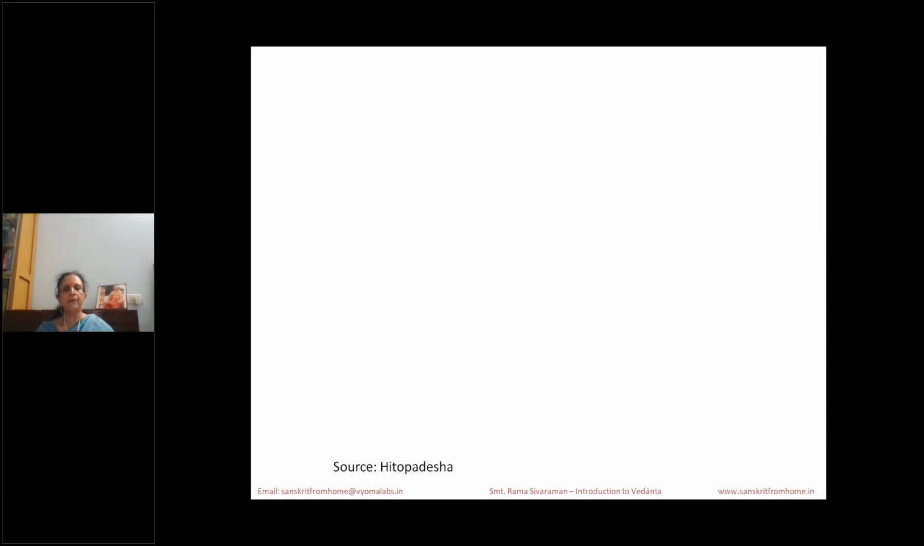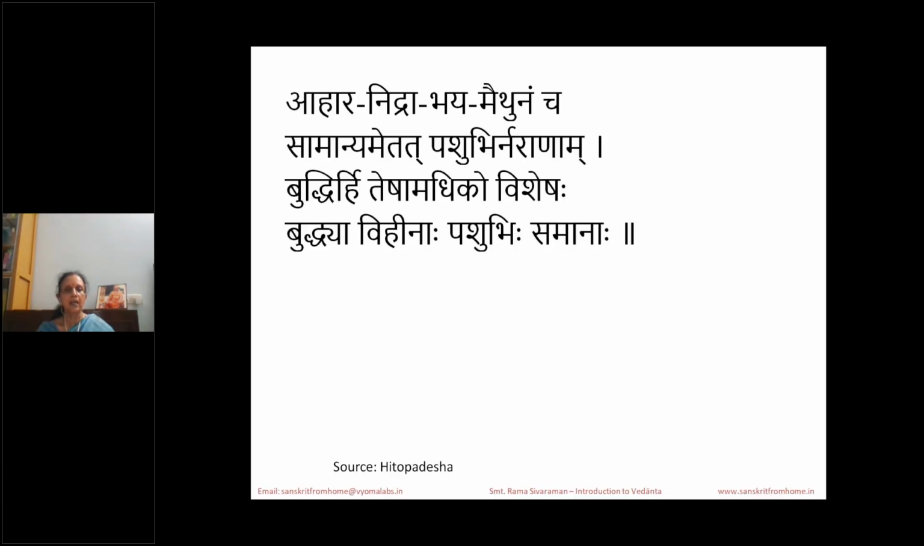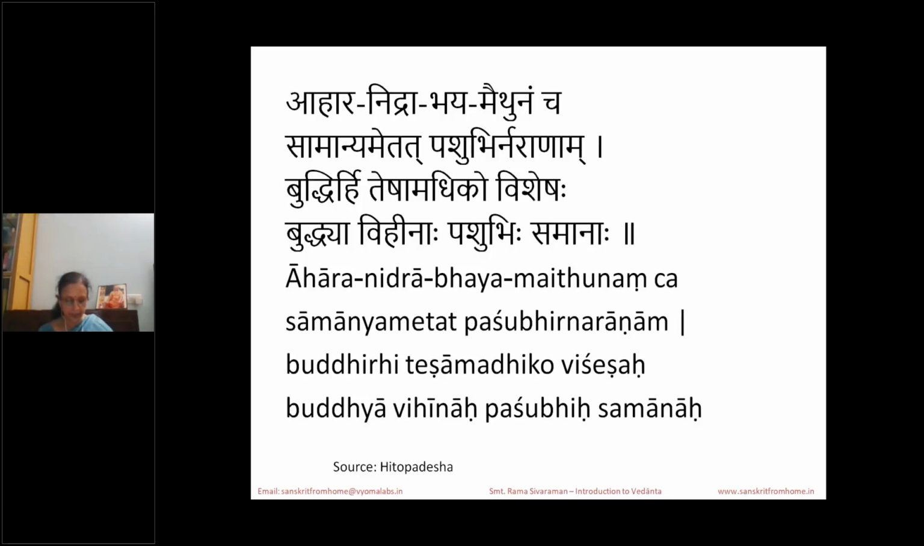Now, there is a very famous Hitopadesha saying which goes like this: Ahara Nidra Bhayamaithunam cha Samanya Metat Pashubhir Naranam, Buddhirhi Tesham Adhiko Visheshah, Buddhya Vihinah Pashubhih Samanah. Now, there are variations in this particular shloka. Sometimes, instead of buddhi, they use dharma, right? Sometimes they use vidya. But here the context of buddhi is much better, right? So we will see what is the meaning of this.